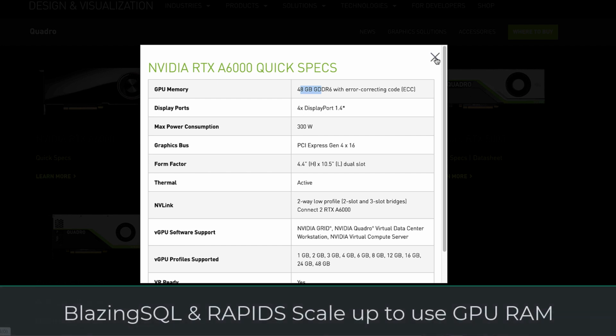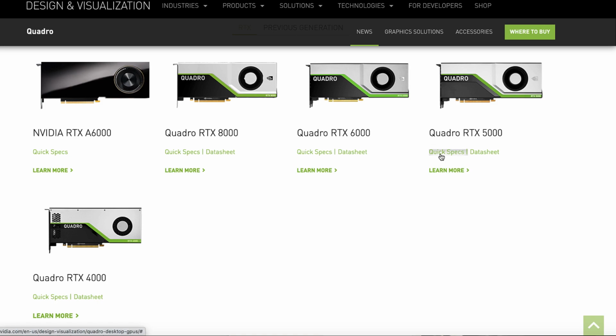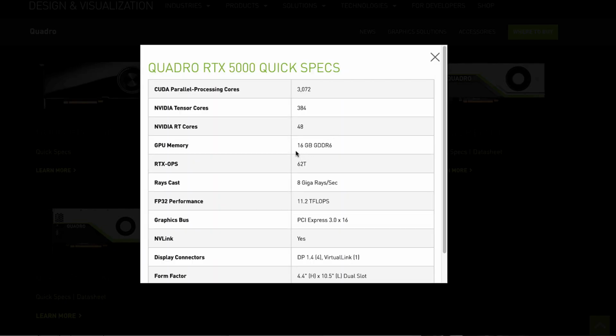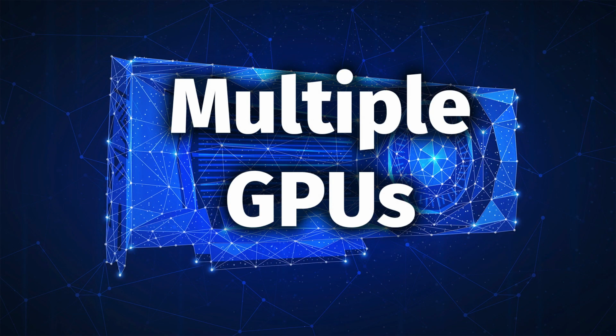Now, something like BlazingSQL or Dask, where it is parallelizing things across your GPU with RAPIDS, the more memory you can throw at that, absolutely the better. Quick specs on the 5000 put it at 16 gigabytes. So that, I mean, the Quadro jumps up pretty quickly to the class of RAM that you need for deep learning problems. Now let's talk about multiple GPUs together.